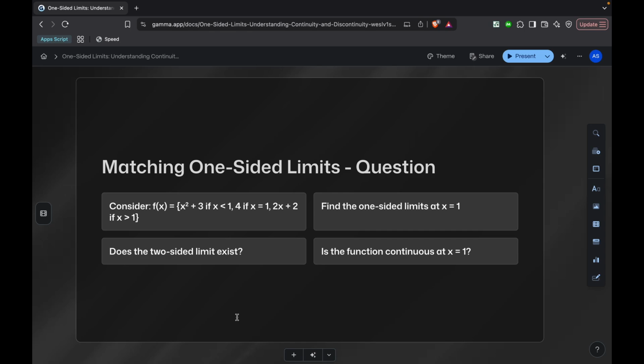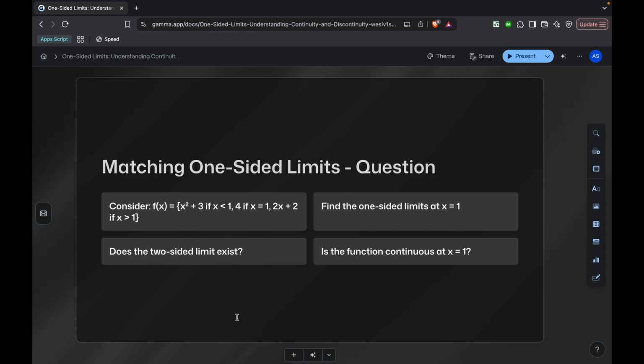We have x squared plus 3 if x is less than 1, 4 if x is equal to 1, and 2x plus 2 if x is greater than 1. Now, instead of just one final question, we have two final questions. Number 1, does the two-sided limit exist?